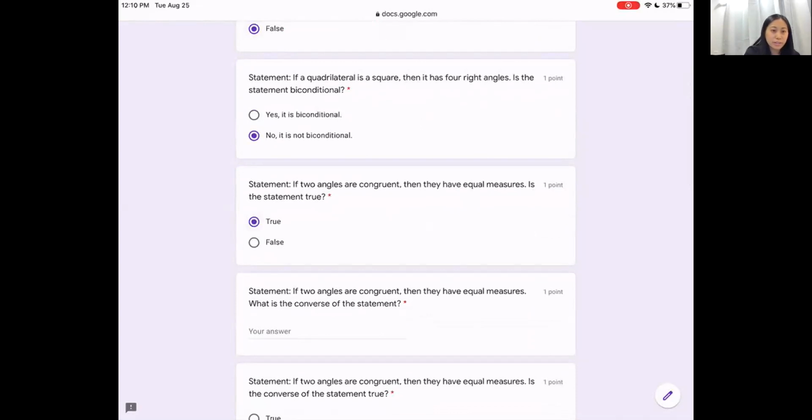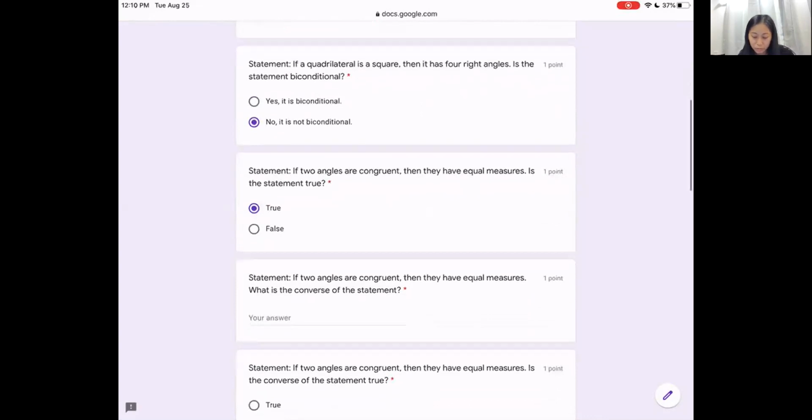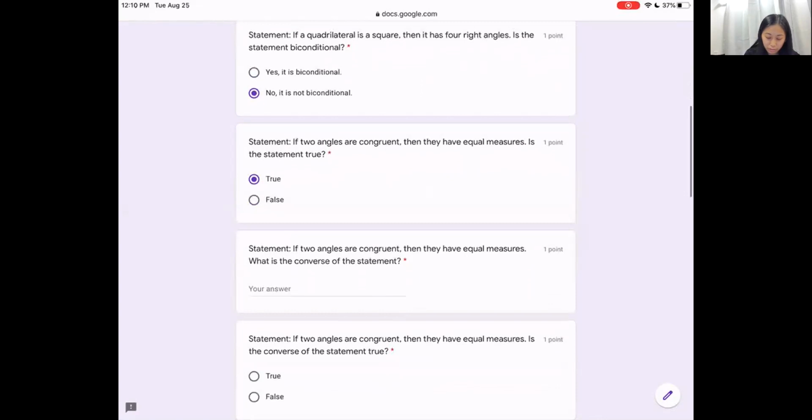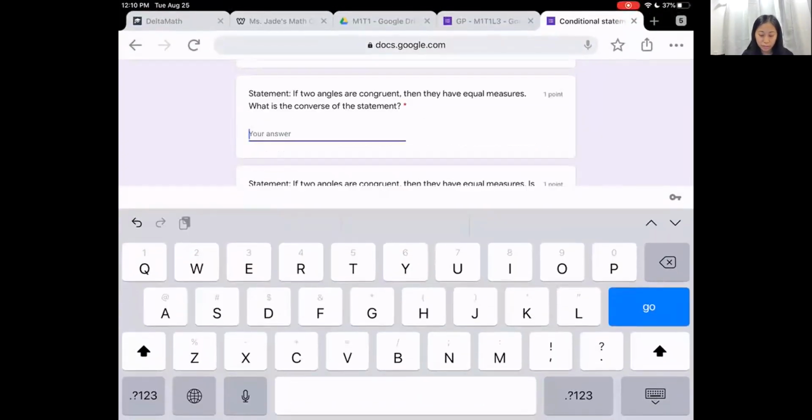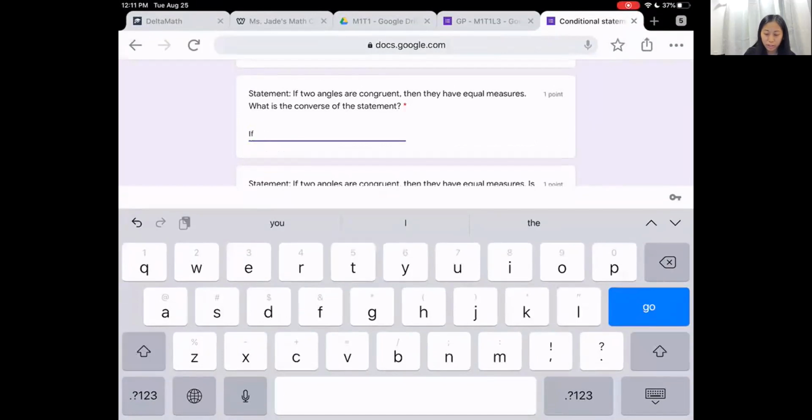Next, if two angles are congruent, then they have equal measures. What is the converse of this statement? So we're going to have to write this out. I'll start off by writing if. So what is our conclusion over here? They have equal measures. Yep. Except that we're going to switch out the word they because that's vague, right? We don't know what they are yet. So we know that they're talking about two angles. So if two angles have equal measures, comma, then.